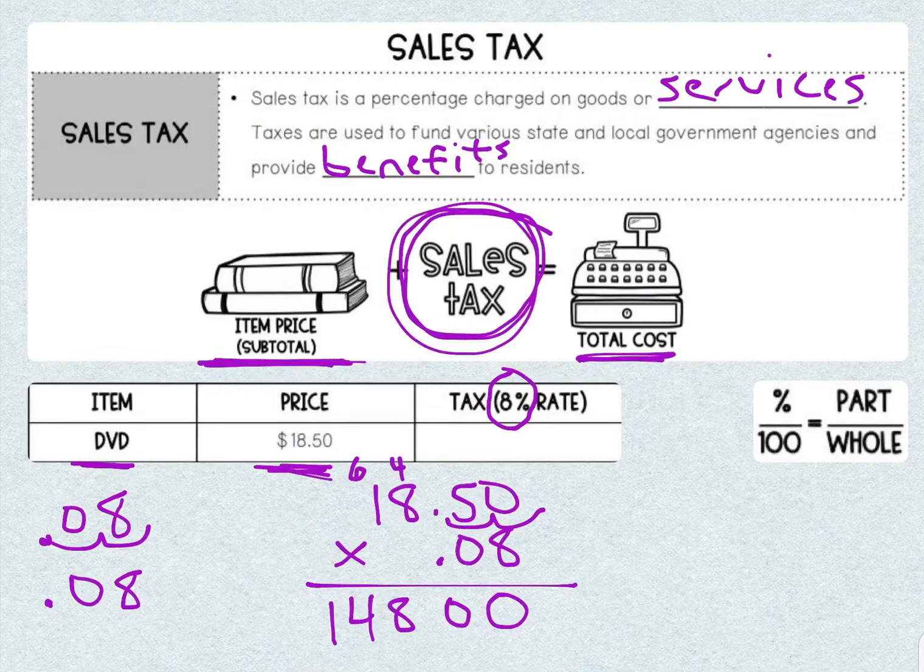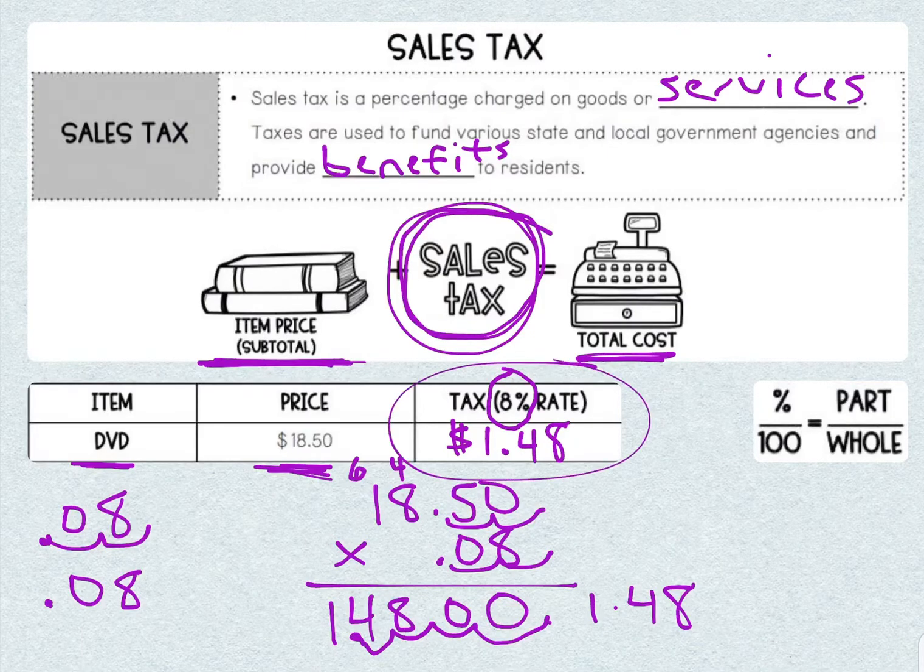There's 1, 2, 3, 4, 4 total. So we move it on our product 1, 2, 3, 4, which gives us 1.48, which means that the tax would be $1.48. That's how much tax you would pay on a DVD that cost $18.50, which means your total cost would be these two amounts added together.